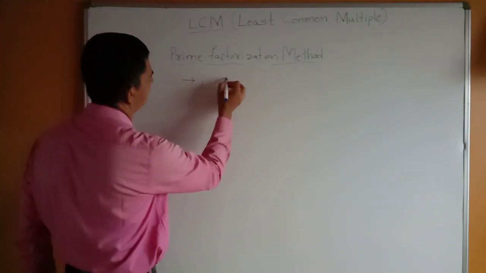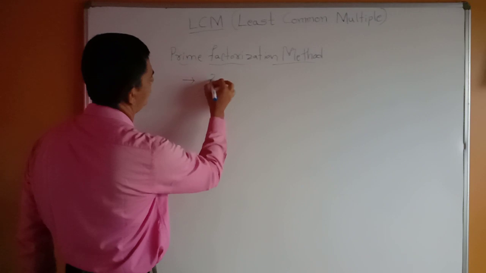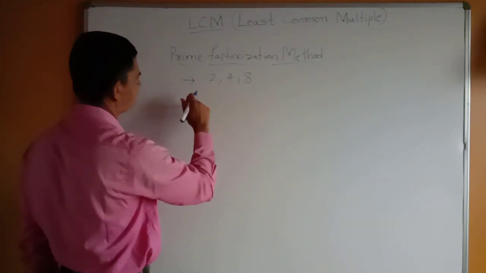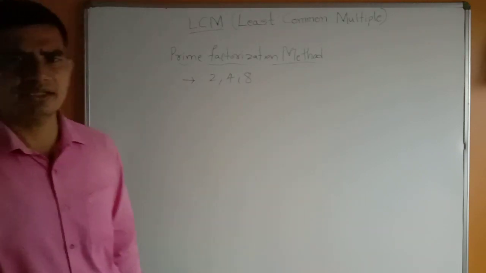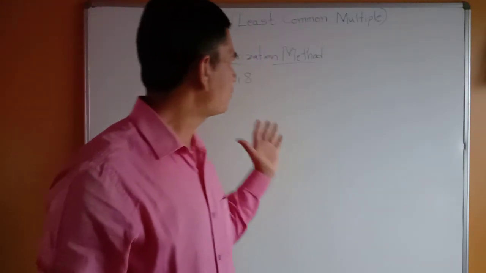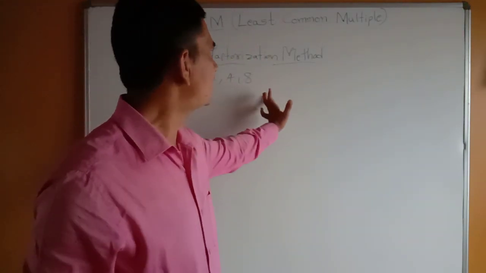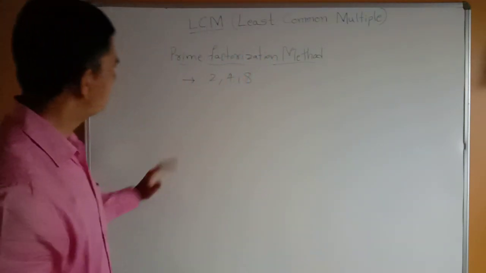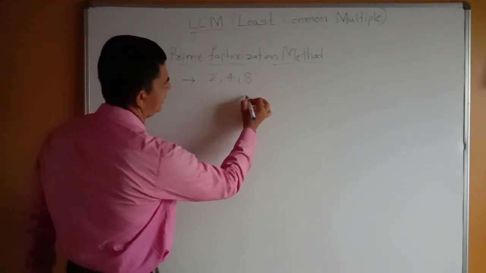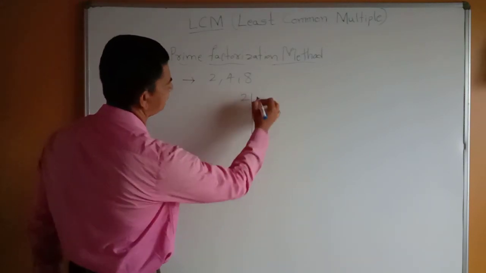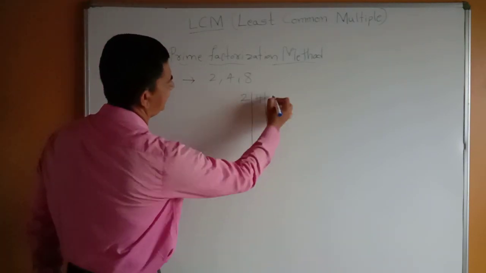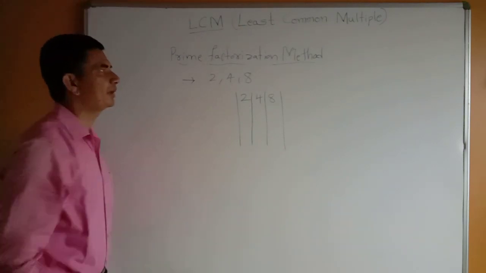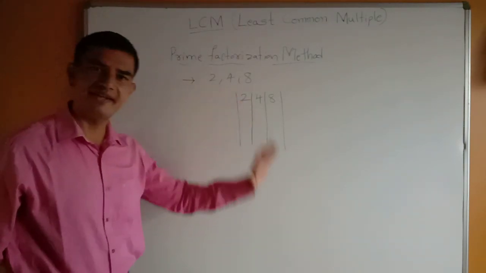Find the LCM of 2, 4, 8. So I have taken three numbers. We have to find the LCM of these three numbers with the help of the prime factorization method. In this method, we have to write all these numbers, 2, 4 and 8, and with the help of prime numbers we have to factorize.